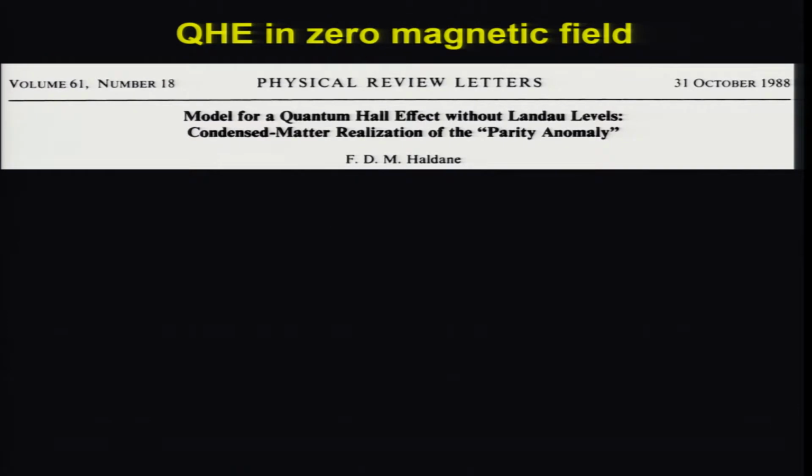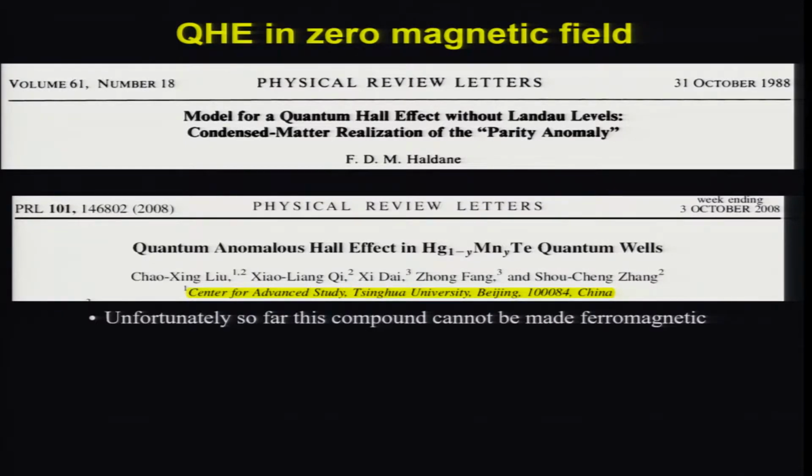Of course, the whole story starts from Duncan's famous 1988 paper, in which he proposed the so-called Haldane model for a quantum Hall effect without Landau levels. However, this model is very difficult to realize experimentally, so we had to wait another 20 years until another field, topological insulators, started to appear.